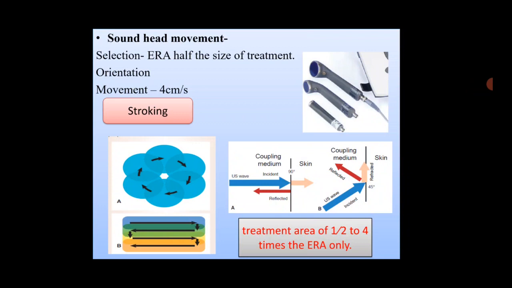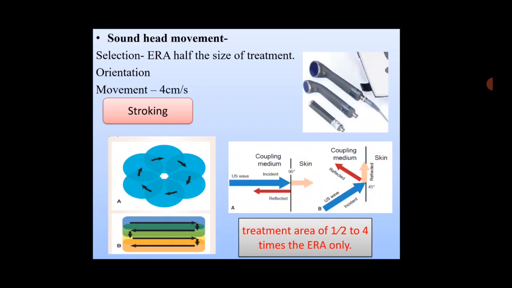Then coming to the orientation. Keep the sound head perpendicular to the treatment area in order to get better absorption of the waves. Now how to move? What is the pattern to move? You have to move the ultrasound head or sound head at 4 centimeter per second speed. You have to give slow stroking.